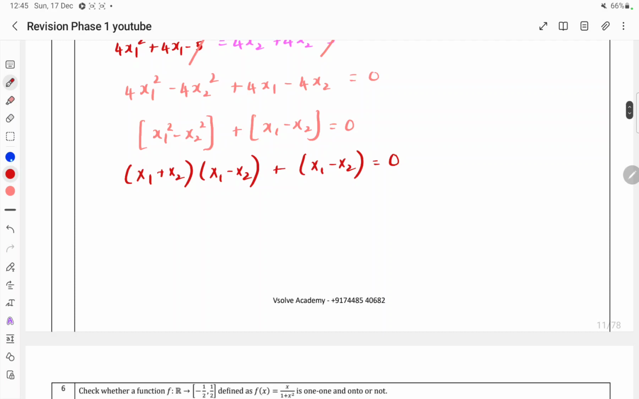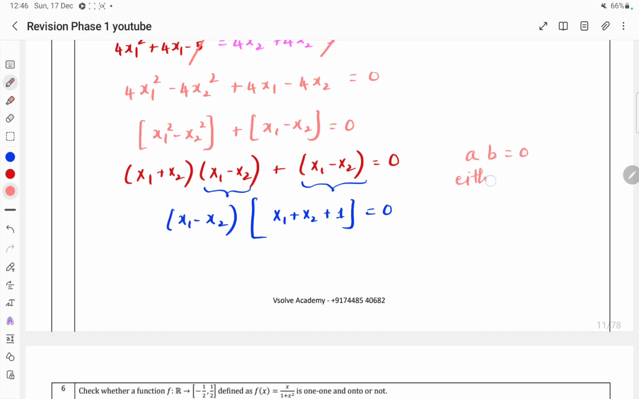So from here, what I can do is take x1 minus x2 common. If I take it, it will be x1 plus x2 plus 1 equal to 0. See here, if we have a into b equal to 0, either a or b will be 0. So either this x1 minus x2 will be equal to 0, which means I got x1 equal to x2. After getting this, we should not stop. We have to check whether this is also x1 equal to x2 or not.